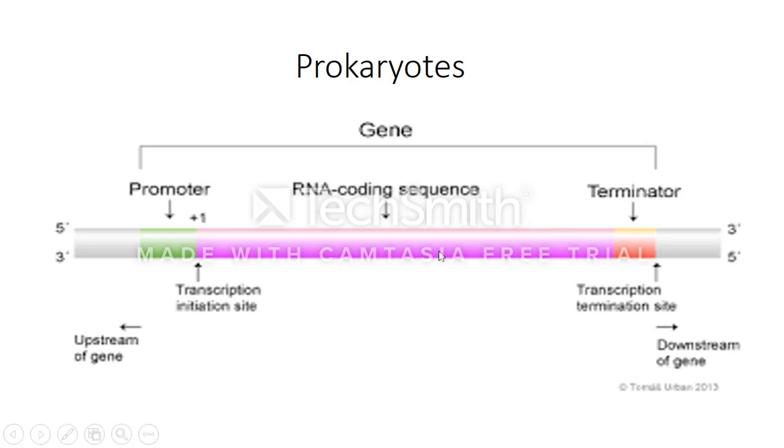Rho-dependent is where polymerase attaches yet again and creates a transcribed sequence. This transcribed sequence binds to a rho protein that then moves up the transcribed sequence and ends up knocking off RNA polymerase so that it is terminated.